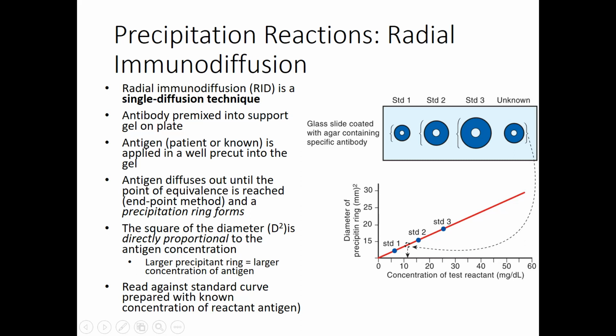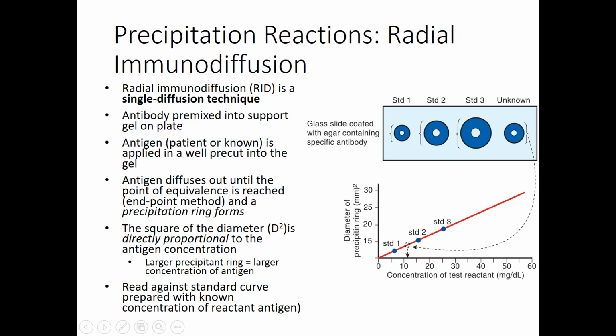Then we cut some holes into the agar on the slide. We're going to put in 4 different holes at least. We are going to put the patient in one of them, and then we're going to use our calibrator standards that we just talked about. So there's a standard 1, standard 2, standard 3. These have known concentrations of the antigen, right? The antigen is put into these little test wells here. And remember, the antibody is within this gel all over the whole slide.